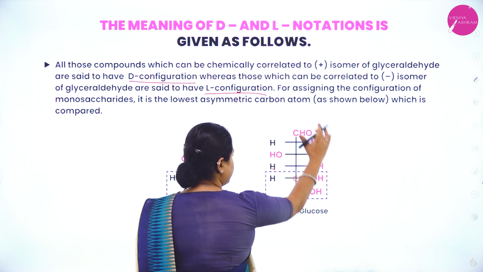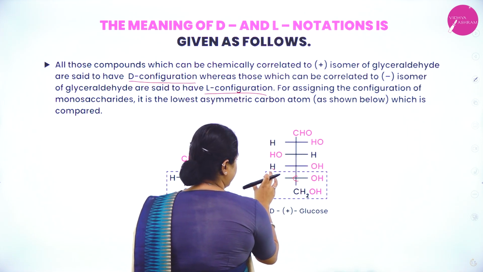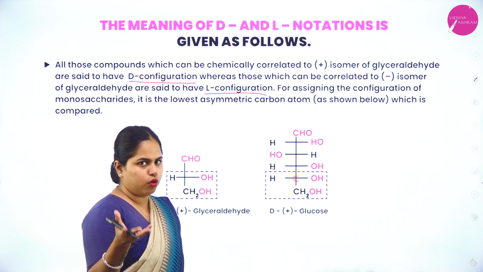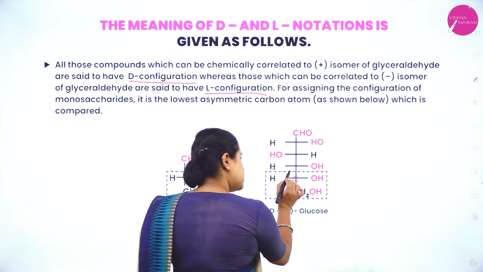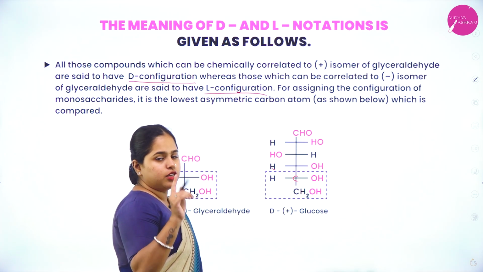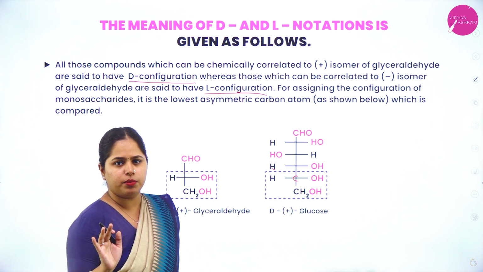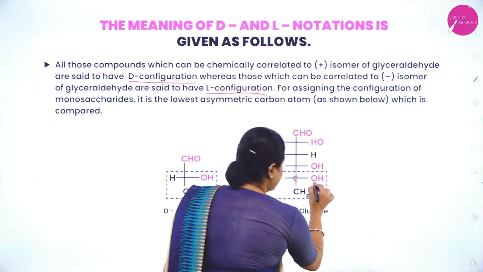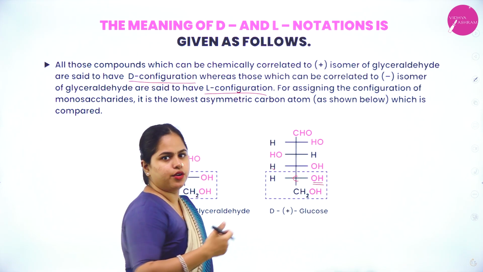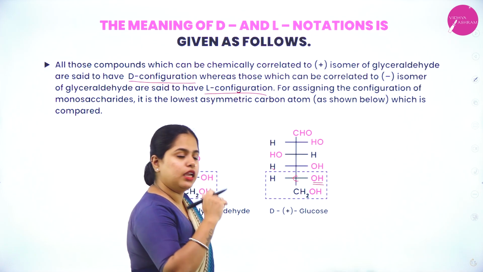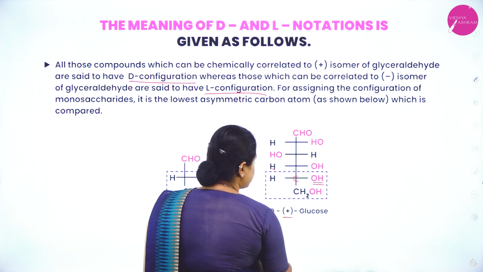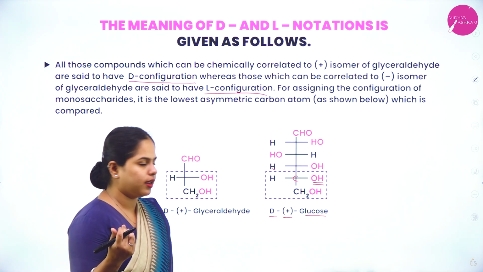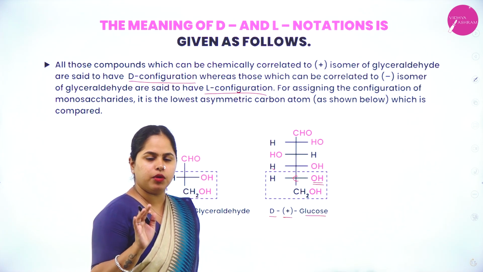So you have this big group here. You have a hydroxyl group, hydrogen, and the alcohol group is present. So all the four are different, right? So this is your first asymmetric carbon atom. So the lowest asymmetric carbon you have to take. The lowest one is this one. Now we have to see on the right side you have the hydroxyl group. So this will be D form. So this is D plus glucose. Glucose will always be plus. It is going to be dextrorotatory. So there won't be a minus sign there. It will always be plus.